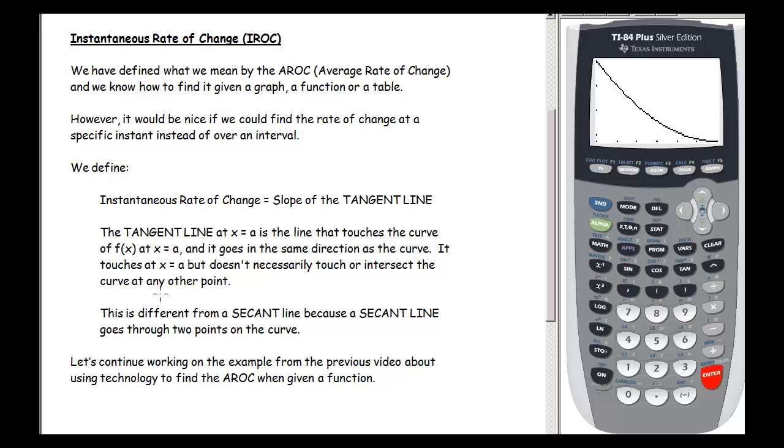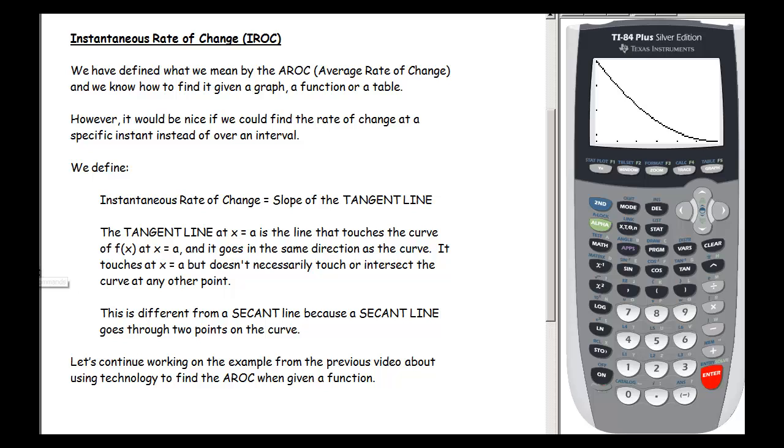So we defined the instantaneous rate of change to be the slope of the tangent line. And I'm going to draw for you what that means. The tangent line at x equals a is a line that touches the curve at x equals a, and it goes in the same direction, but it doesn't necessarily cross or touch at any other point. It can, but it doesn't necessarily have to. This is different from a secant line because with the secant line, remember, it always goes through 2 points on the curve. So tangent lines are just going to go at 1 point.